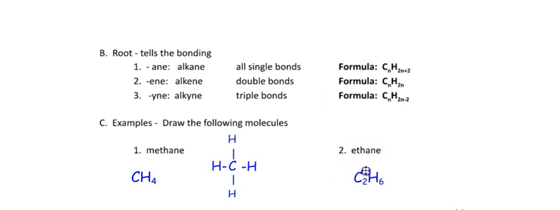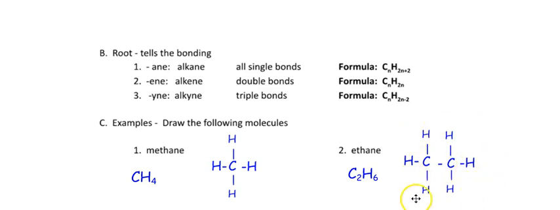Here you go. Here's the formula, C2H6. How did I do that? Took my 2, double it, and I added 2. So 4 plus 2 is 6. So watch here what I have. I have this one. There we go. And so here's my 2 carbons, and I have my 6 hydrogens around it.